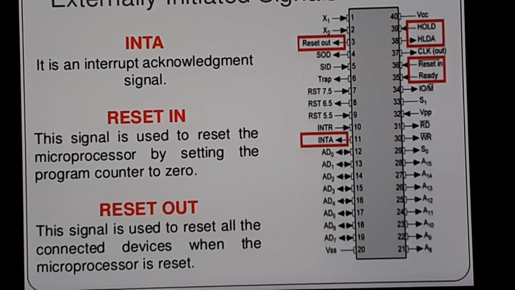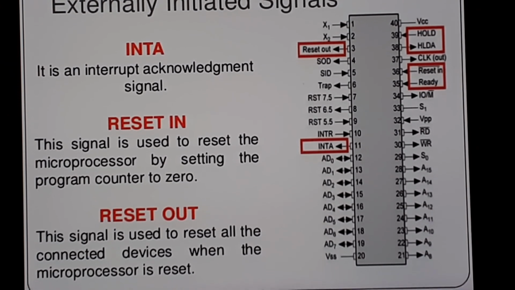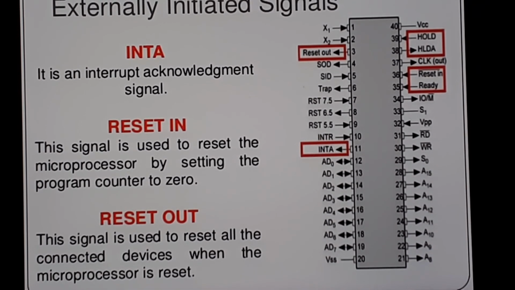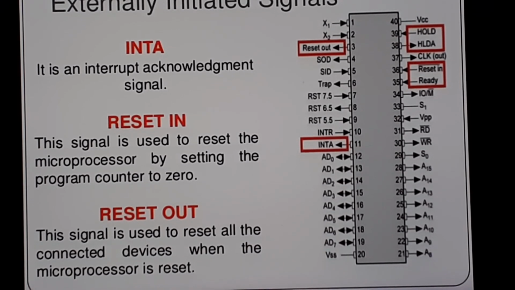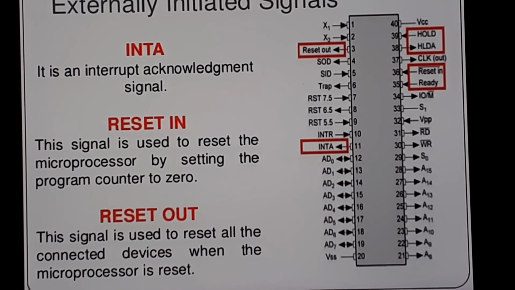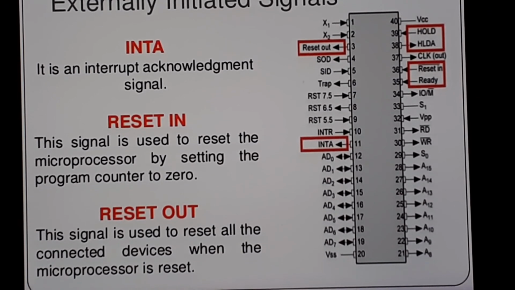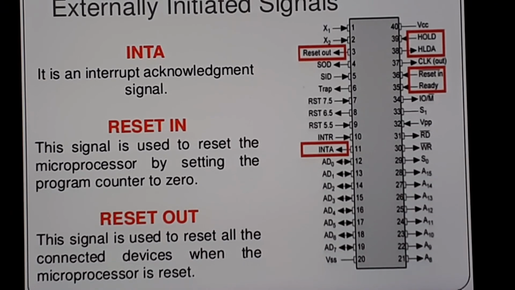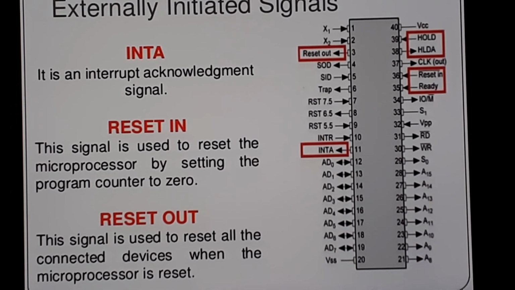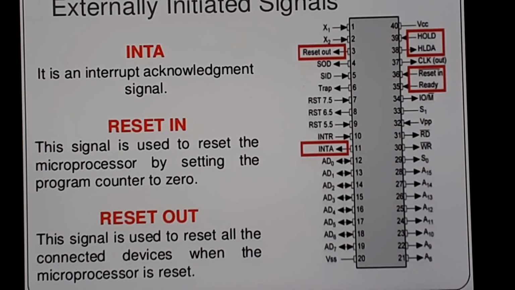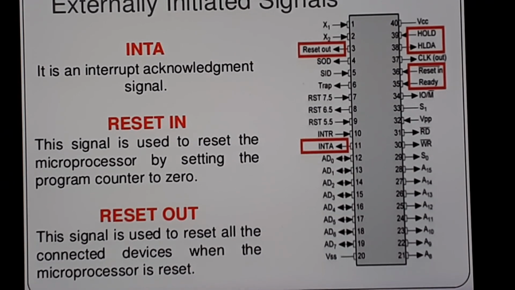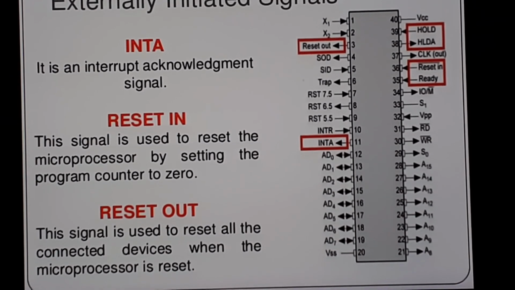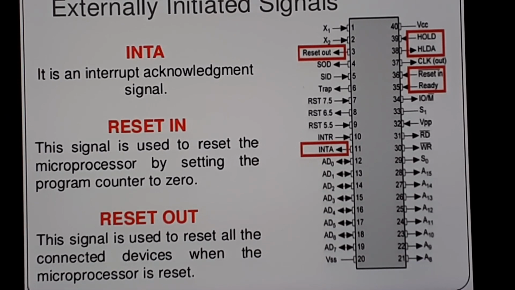Now the next pin is reset out. Reset out has no bar. It indicates that the microprocessor is being reset. That means it will not perform any operation or execution; it has just gone into reset mode. It is connected to the peripherals to reset them when the microprocessor is being reset, until the microprocessor comes back to normal mode. So the first point: it indicates that the microprocessor is being reset. Second point: it is connected to the peripherals to reset them when the microprocessor is being reset. Okay, that was reset in and reset out.